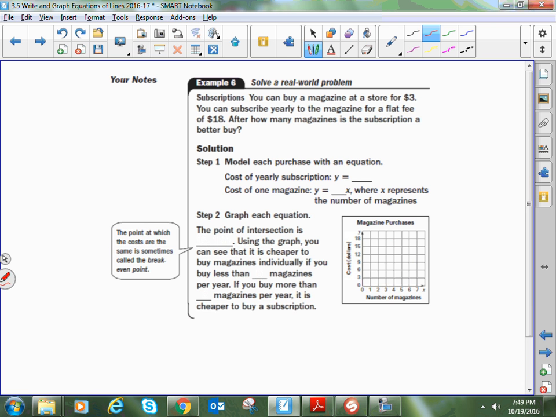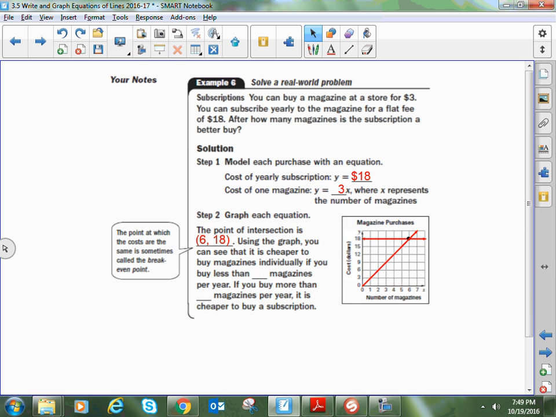So what we're going to try and do is say, okay, well, what do these things mean to us here? When is one a better deal versus the other one? So the yearly subscription is $18. Cost of a magazine one at a time is $3. So substituting these things into it, we want to see, well, where would they intersect? So if we graph these two lines, y is equal to 3x and y is equal to 18, we see that they intersect each other at the point (6, 18).